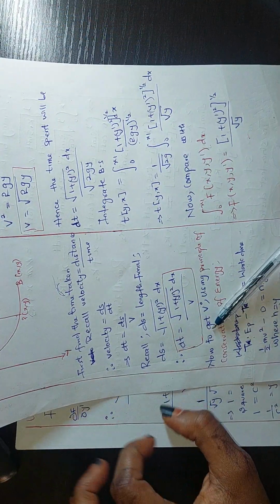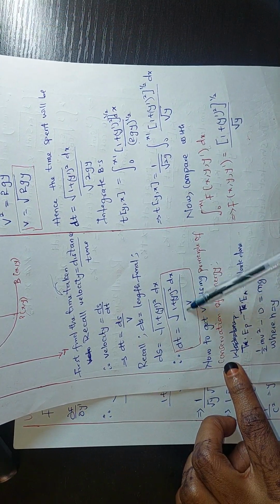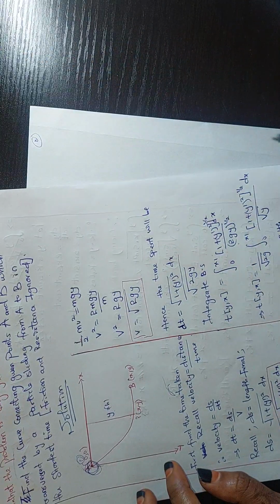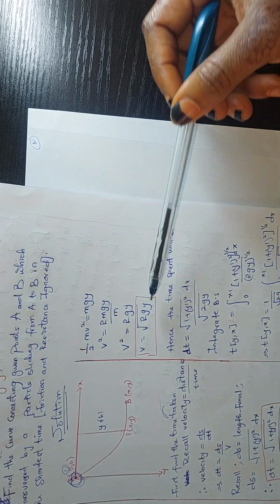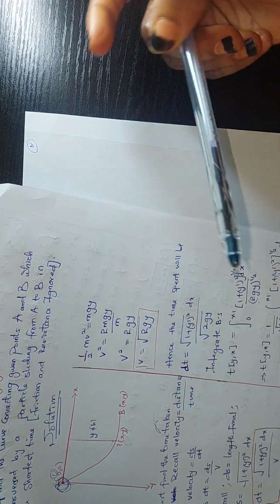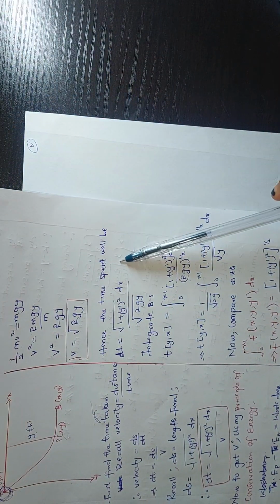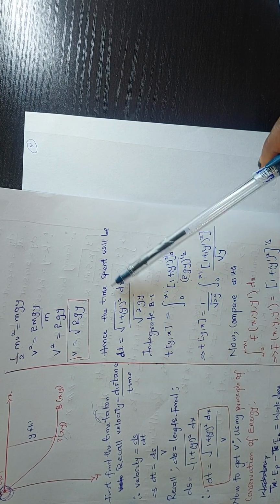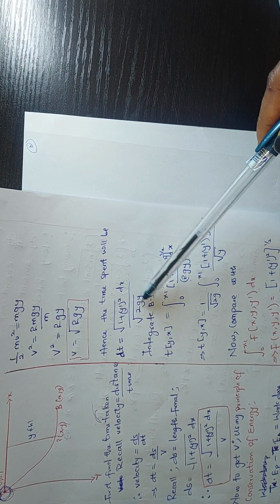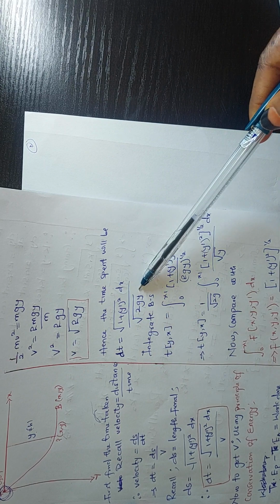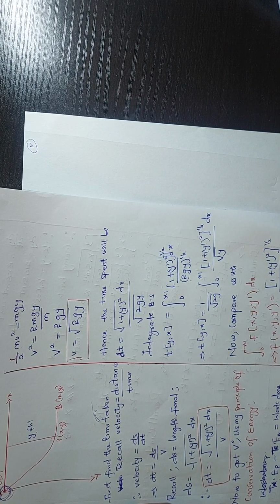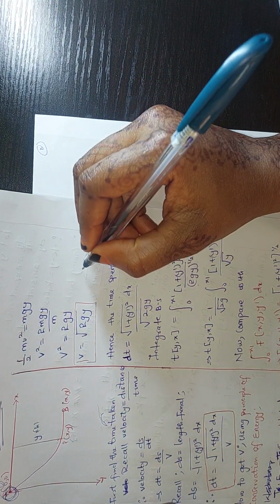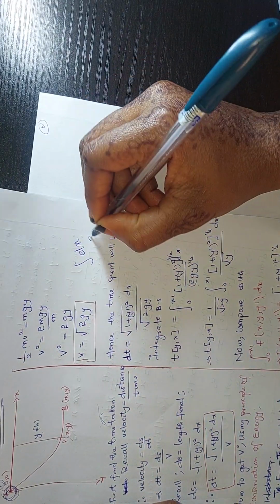I'll go back to this equation and then equate. Anywhere I have v, I don't just put v, I put the value of v, and now I've gotten that the value of v equals square root of 2gy. Hence the time spent will then be dt equals square root of 1 plus y prime squared dx over square root of 2gy.